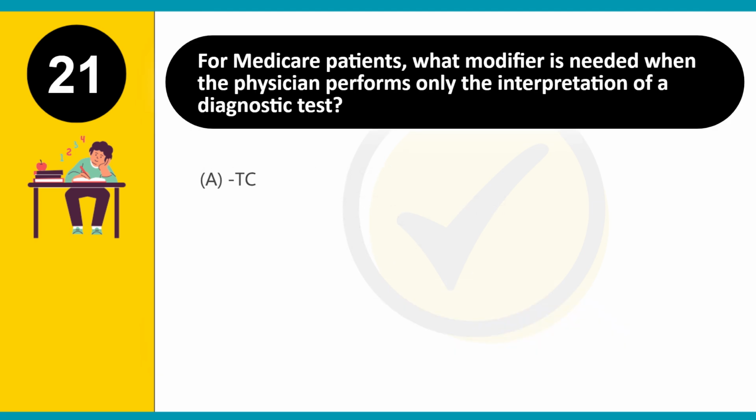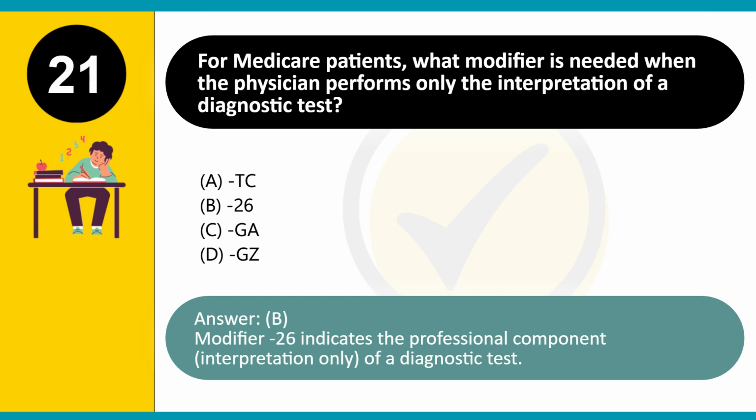For Medicare patients, what modifier is needed when the physician performs only the interpretation of a diagnostic test? A. TC. B. -26. C. GA. D. GZ. Answer: B. Modifier -26 indicates the professional component, interpretation only, of a diagnostic test.